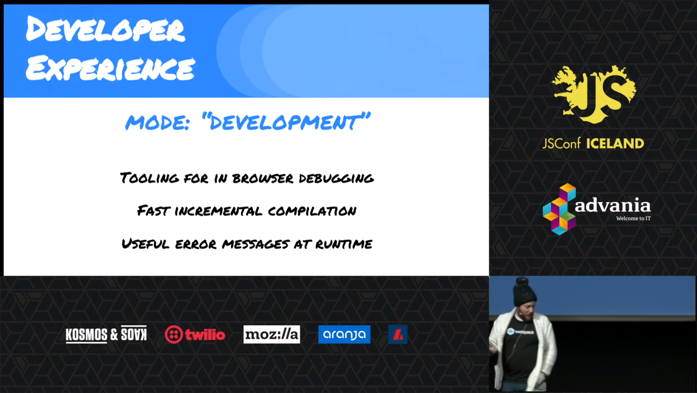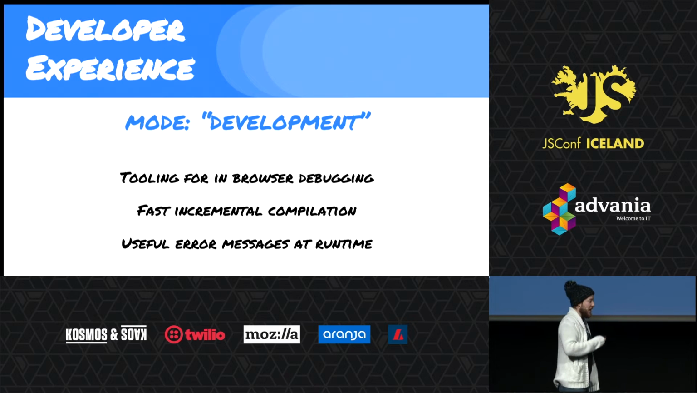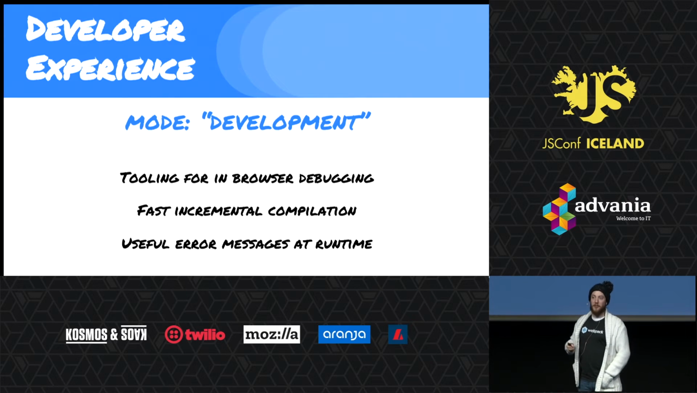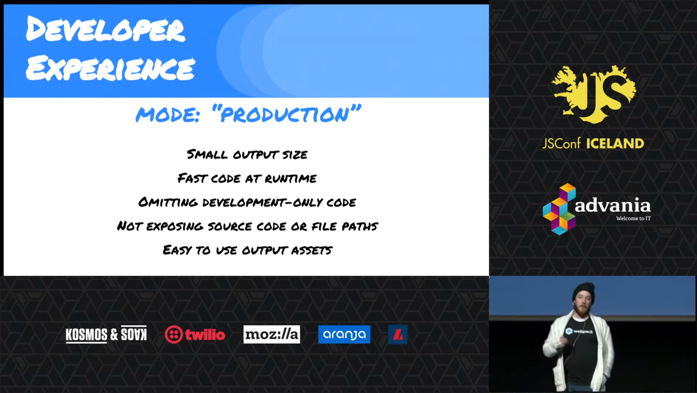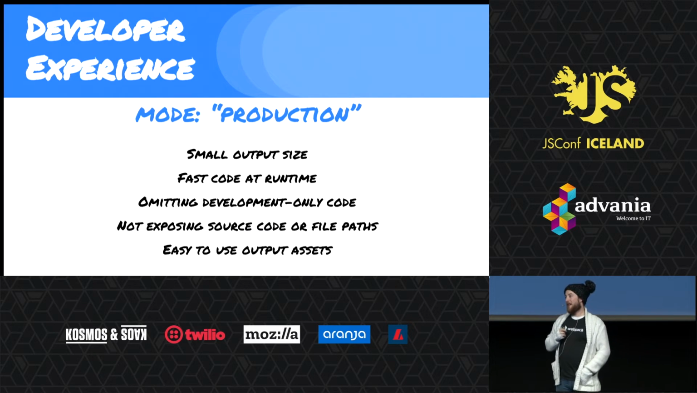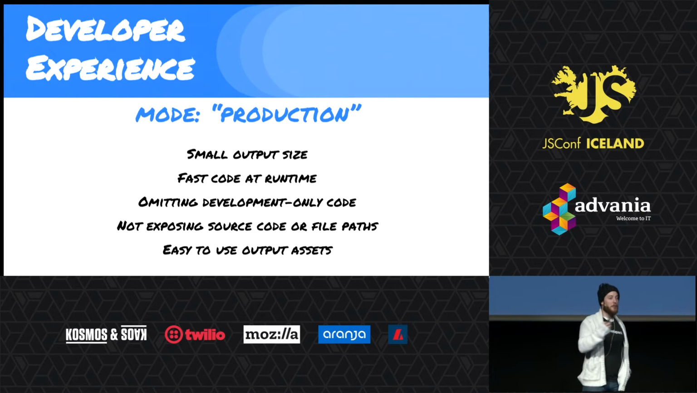And what it represents is that for development, you're going to want to have tooling for the browser. You're going to want to have really fast incremental compilation. And you're going to have better error messages that don't take up an entire console. And then for production, we're optimizing for size. We're optimizing for the right kind of source code. And we're optimizing for file paths that are understandable but don't leak information to the people using your website.